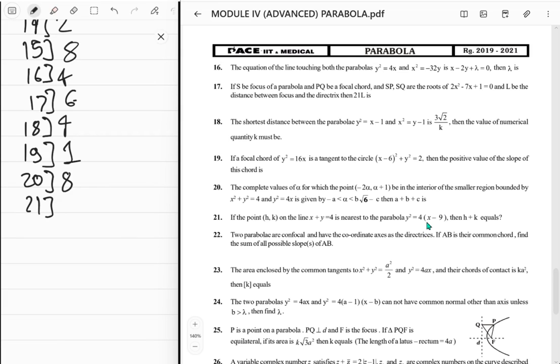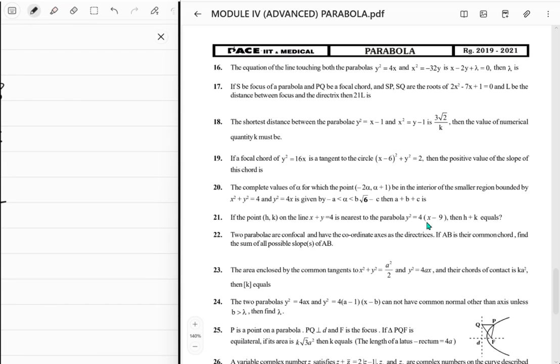Okay, so what's the parameterization of this? It's going to be like 4 times of that or something. Fine, x is going to be 9 plus a t squared, a is just 1, so like 9 plus t squared, and y is going to be 2at, which is 2 times of t. That's the parameterization, and you want some point on this line to be nearest to this parabola. Okay. That's weird. Then h plus k is what?